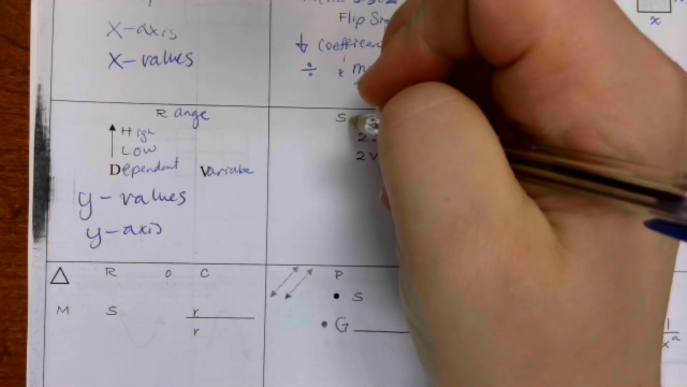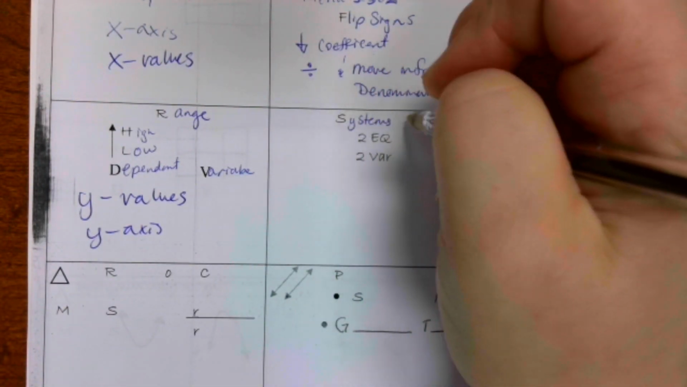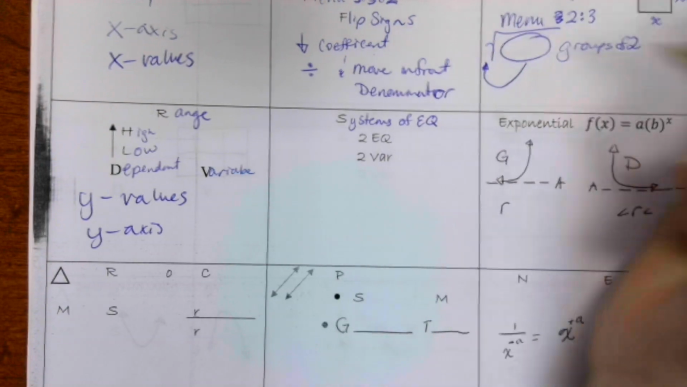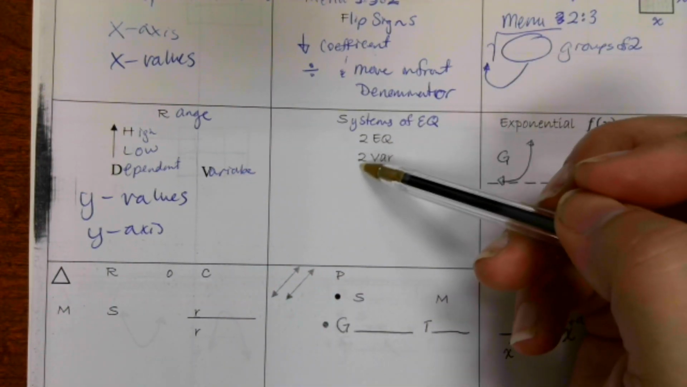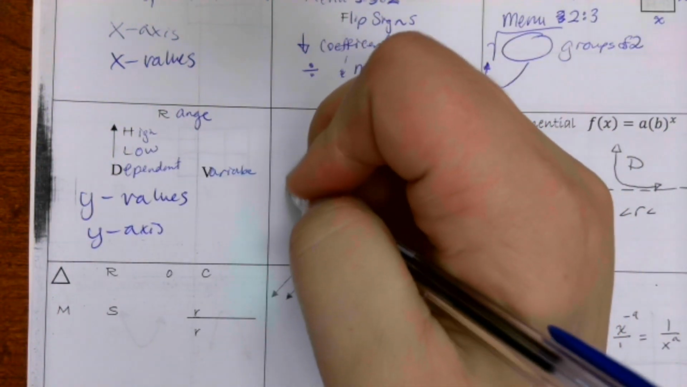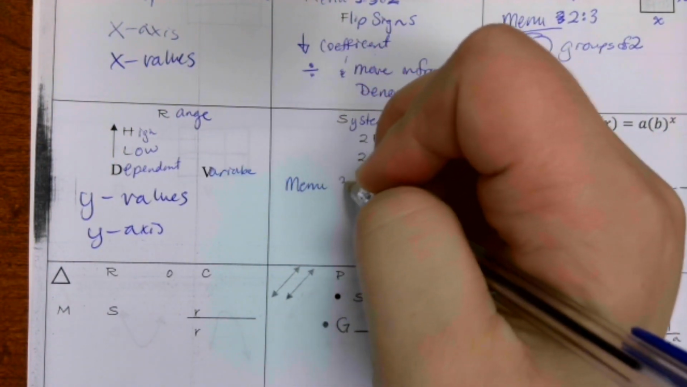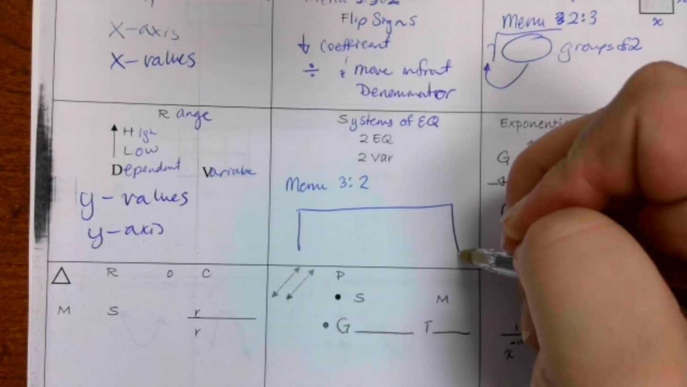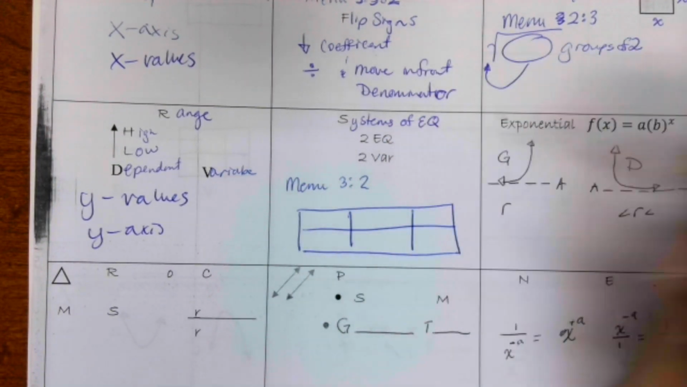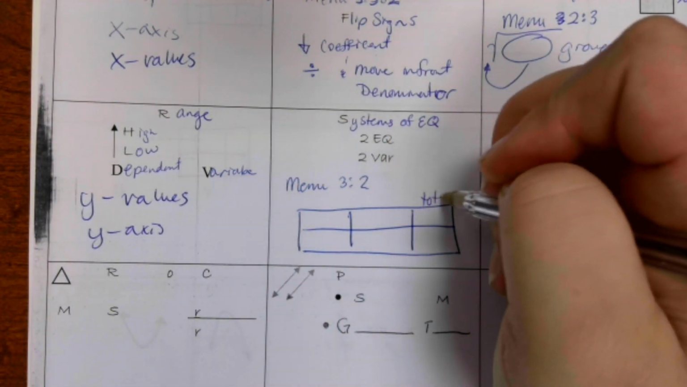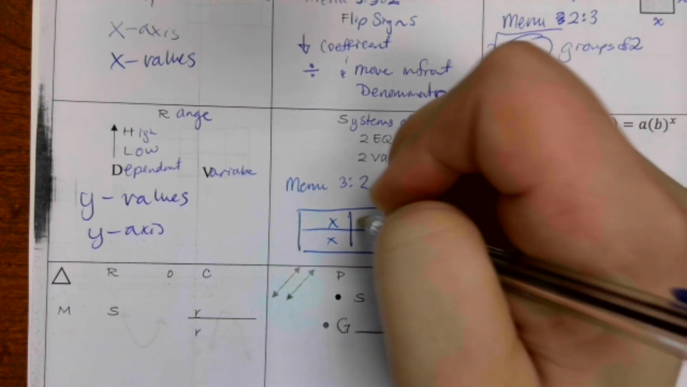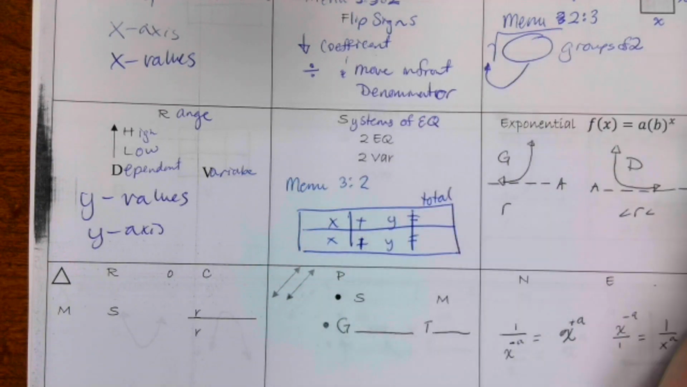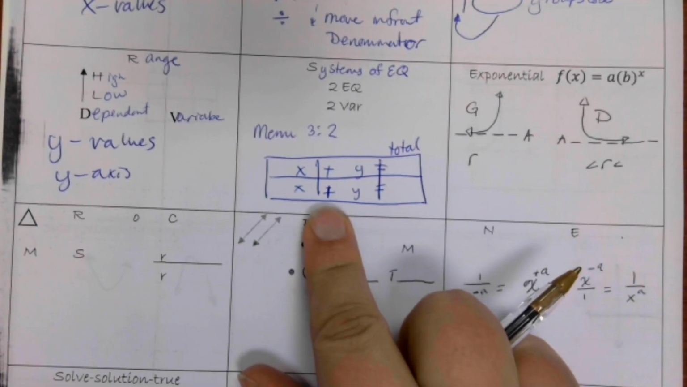This is systems of equations. EQ just stands for equations. It's when you have two equations with two variables. You're going to use menu 3, 2. It's also the one where you do the story problems where you set up these boxes, and this is total. This is x, x, y, y, equals, equals. It's pretty much always plus. It's these ones as well.